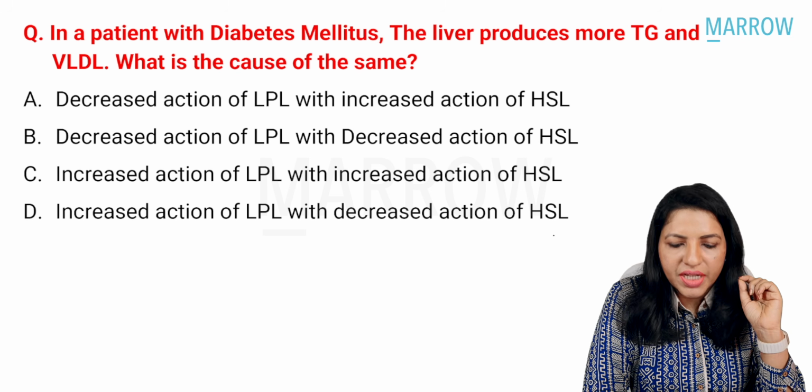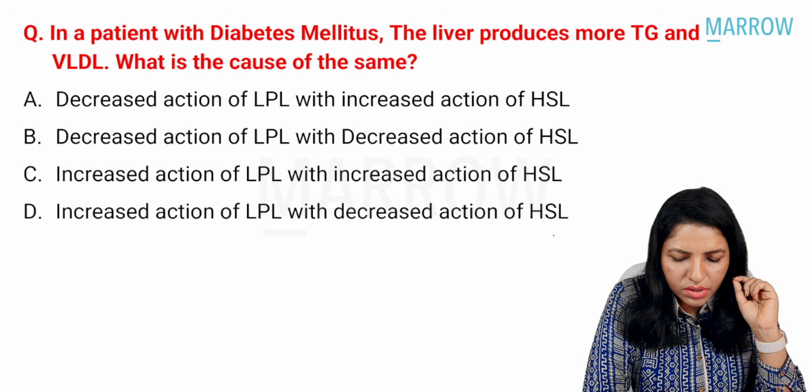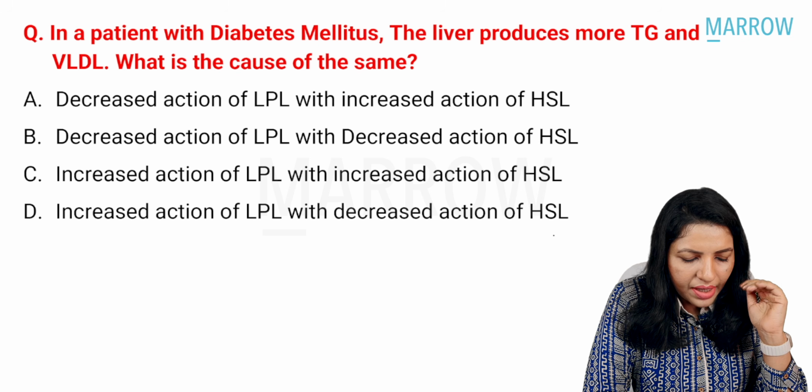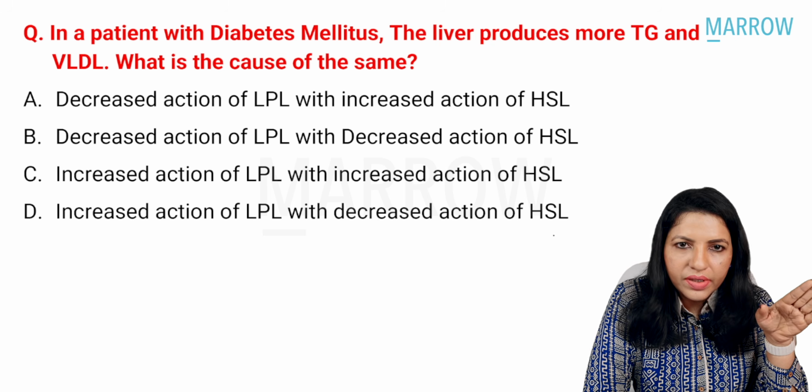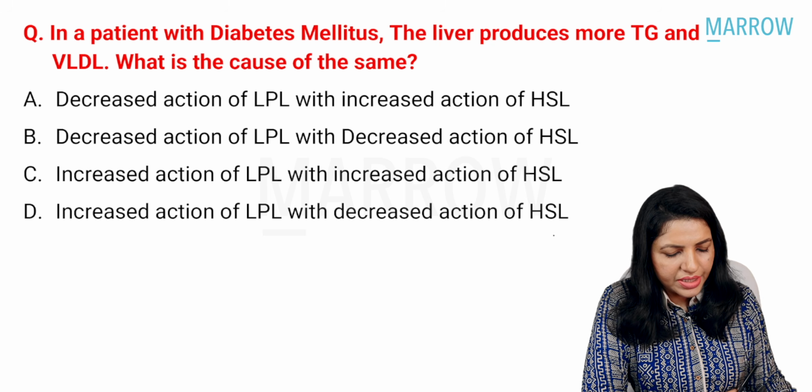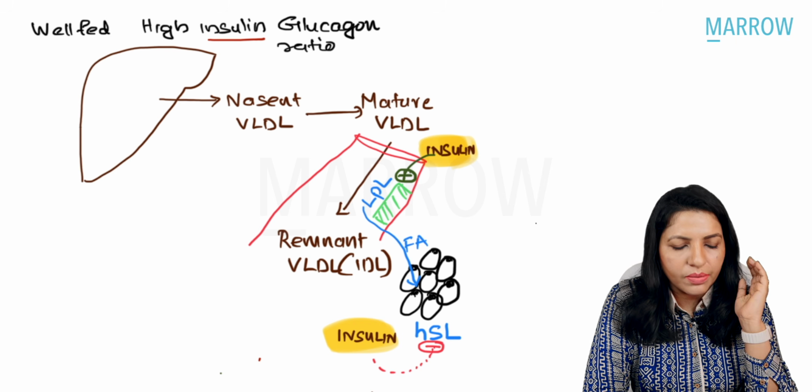In a patient with diabetes mellitus, the liver produces more triacylglycerol and VLDL. What is the cause for the same? Okay, so I'll come to this answer later. I will discuss this and then I'll come to the answer.